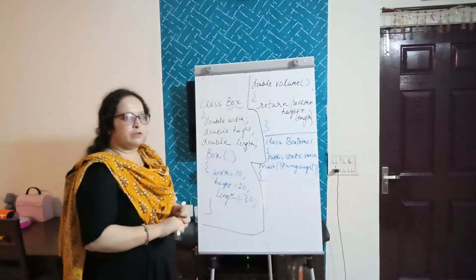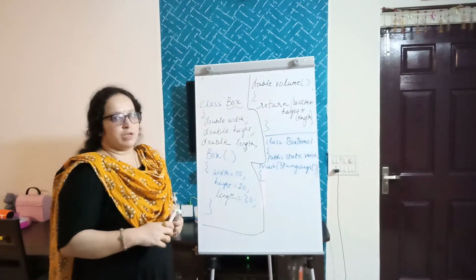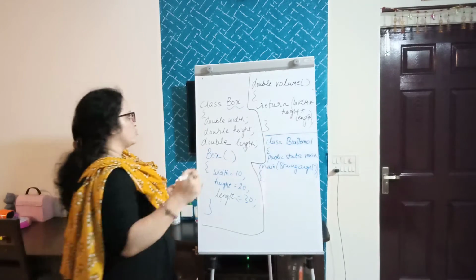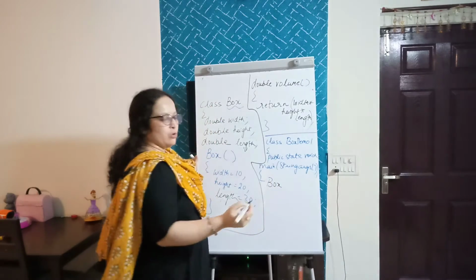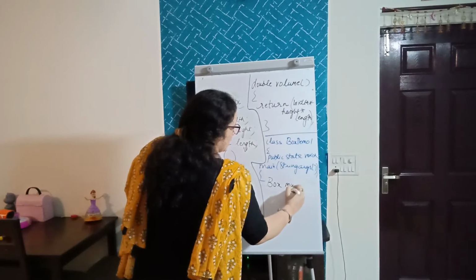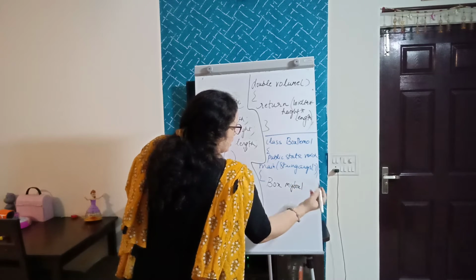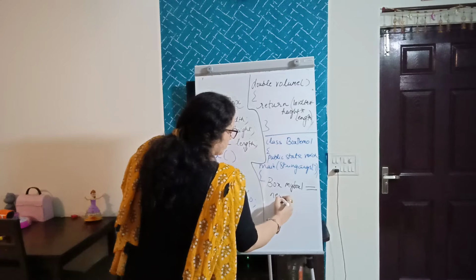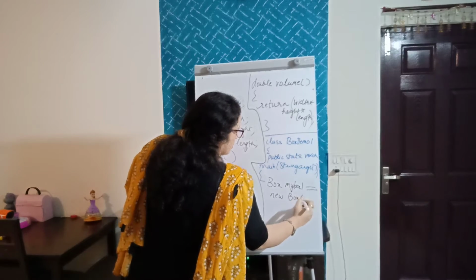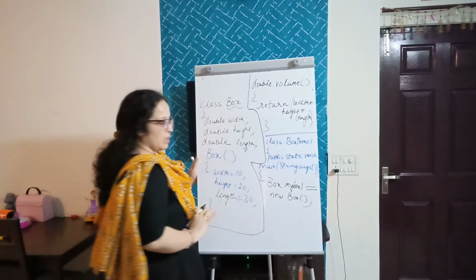First step, we will create the objects. What is the syntax for creating the object? Class name followed by the name of the object. Suppose the name of the object I have kept as mybox1. So class name, name of the object is equal to new Box parenthesis.